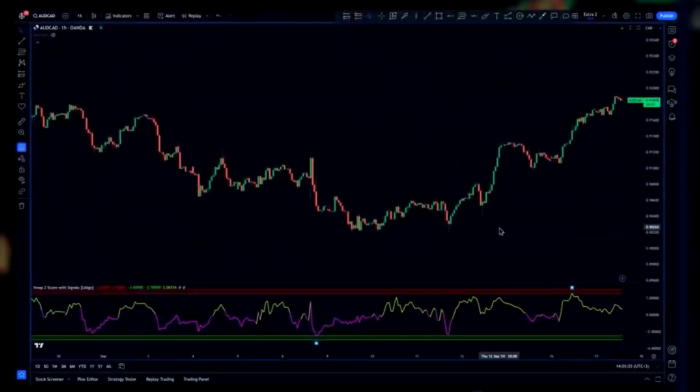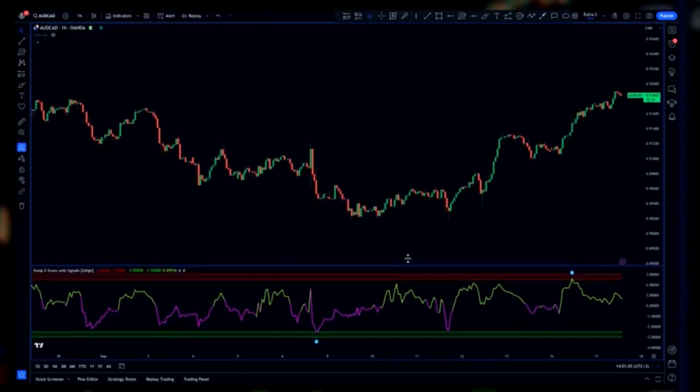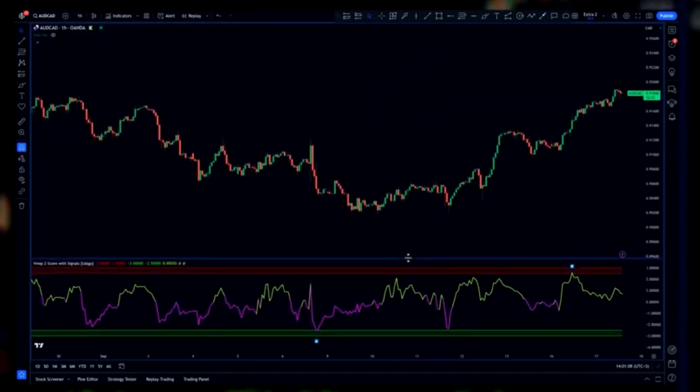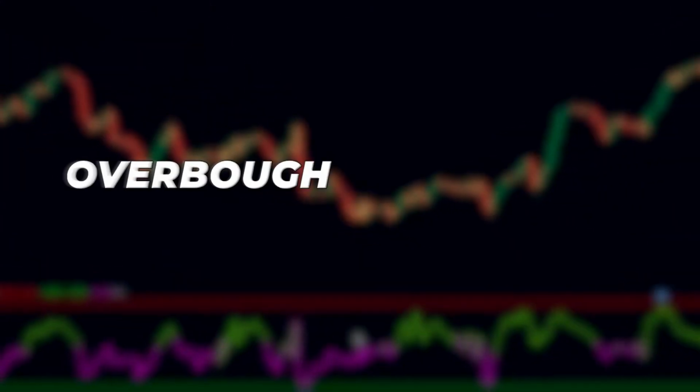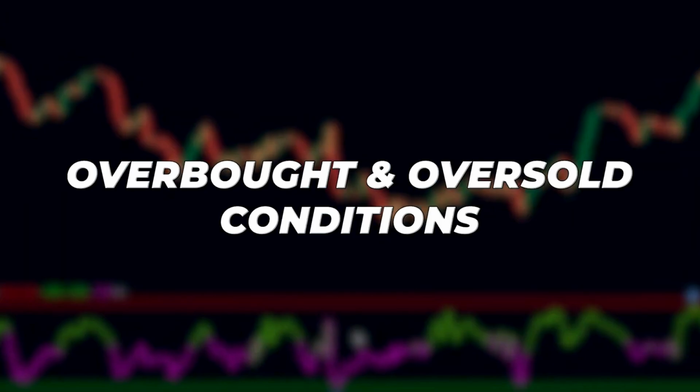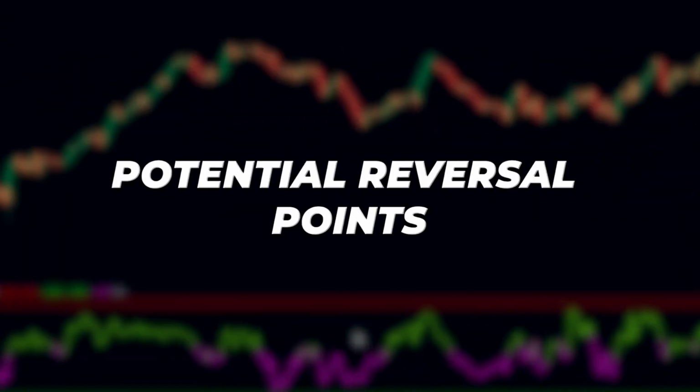So what exactly is the VWAP Z-Score indicator? In simple terms, it measures how far the current price deviates from the volume-weighted average price, VWAP, in terms of standard deviations. This deviation is called the Z-score. By doing this, the indicator helps identify overbought and oversold conditions in the market, highlighting potential reversal points.